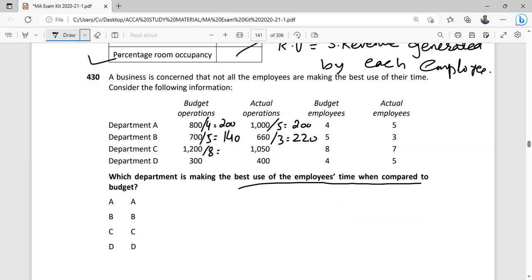Then it is divided by 8, it's 150. It is divided by 7, again it is same, 150. This one is divided by 4, it is 75. This one is divided by 5, it is 80. So which one is performing well? Department B is performing well, because its budget is to serve 140 operations, but they are serving 220 operations.